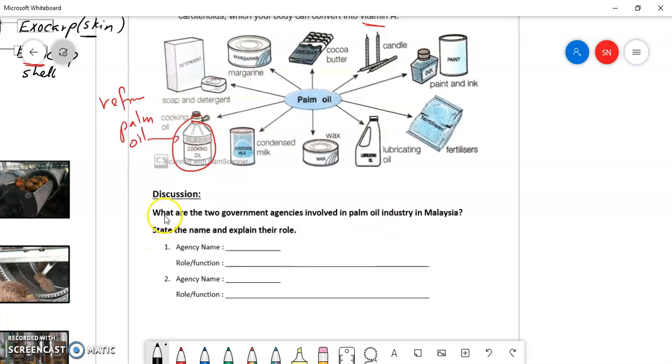All right, here the discussion is what I want you to look at. What are the two government agencies involved in the palm oil industry? So please write down the agency name and the function. All right, I want you to try this out. All right. Okay, so that's the end of the palm oil section.